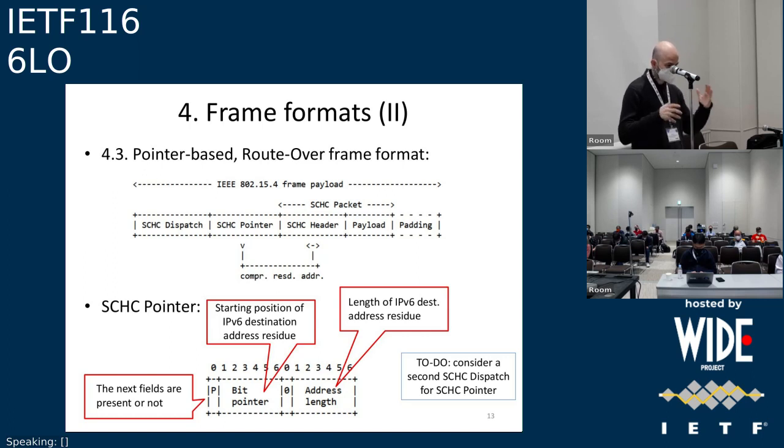Perhaps we might discuss what to do in future versions, because, for example, another approach could be to define a second SHIC dispatch just to tell that what comes next is a SHIC pointer. So perhaps in that case, we might save at least the P bit. Let's see. Okay, that's one option, one idea. Any comments? Okay, so next, please.